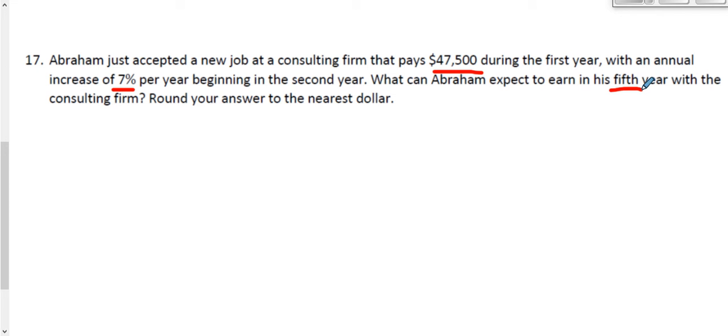Now, this is a 7% increase every year. To find a percent, I have to use multiplication.